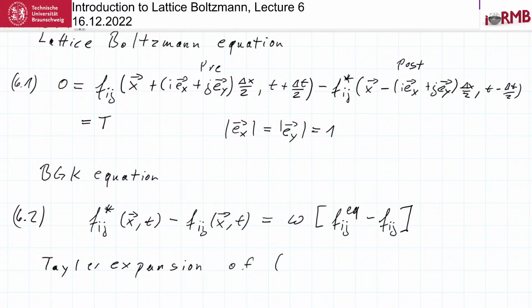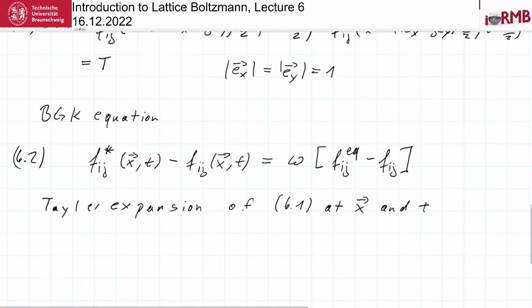of 6.1 at x and t, so at x and t as development points, right? So you see in 6.1, both the pre- and the post-collision state are not at x and t, but they are removed halfway up and halfway down, right? So we have to expand both of them.